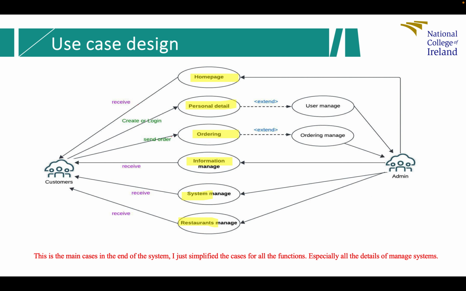So that's my use case design. Normally the customer is the one who receives, and there are two sides that can go to the admin. They can send the order, and the admin will organize the ordering and check whether it is delivered or not. Also, customers can create their personal details, and the admin can modify those details. I think that's the main function I was talking about.